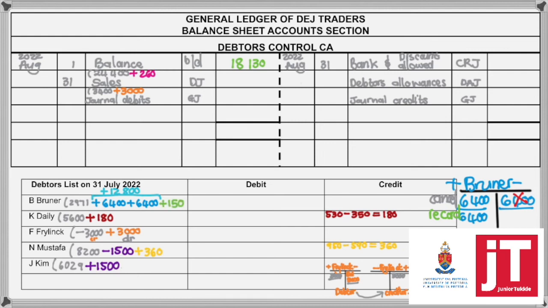And then the 150 Rand that was added to Bruner's account as an overdue interest, also not recorded anywhere yet. So you must add it into the journal debits there. And then finally, we had an amount for 460 Rand for discount that was not recorded in Daily's account yet. And that was the only mistakes.